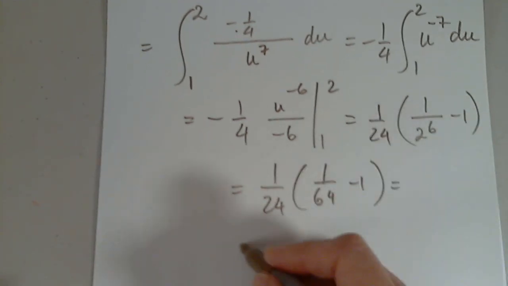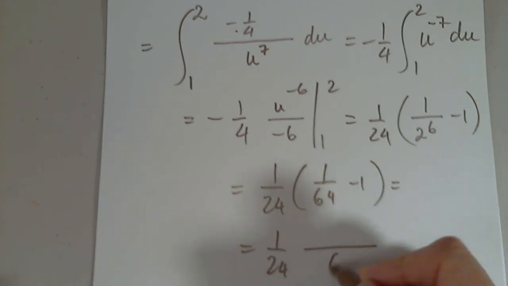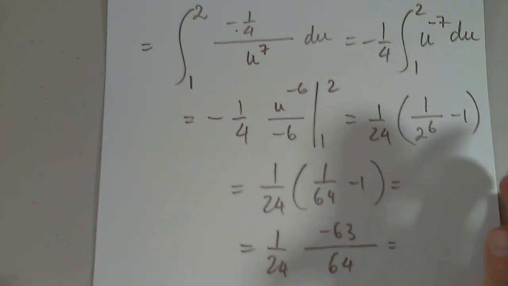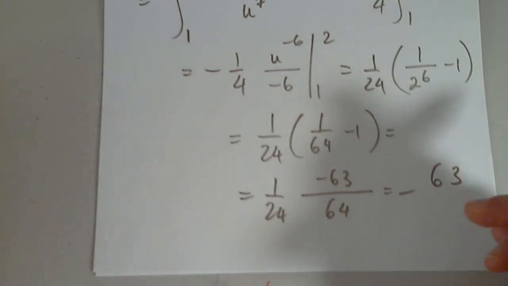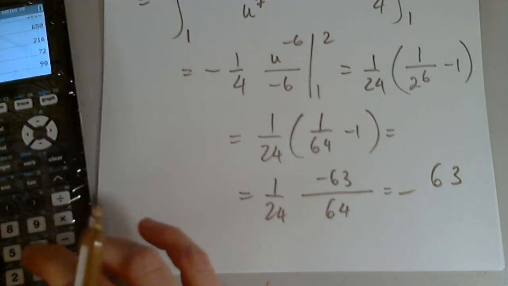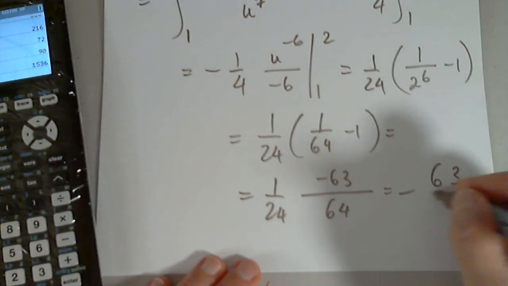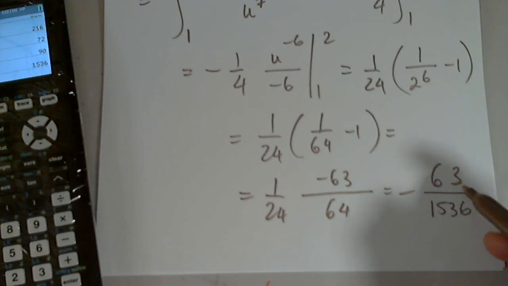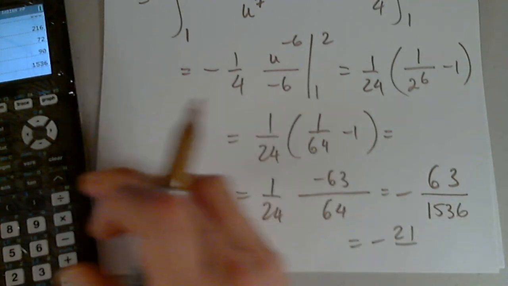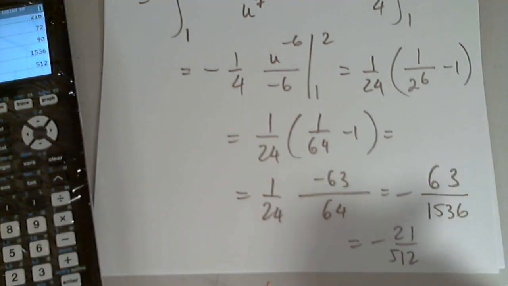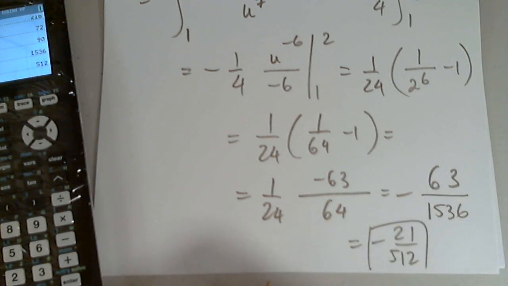Okay, let's finish it up then. 1/24, the least common denominator is 64. 1 minus 64 is -63. So this will be -63. And lazy people calculate 24 multiplied by 64 with a calculator, 1536. Yeah, I can simplify by 3. -21, and divide this by 3, and I get 512. Any questions? Any questions?